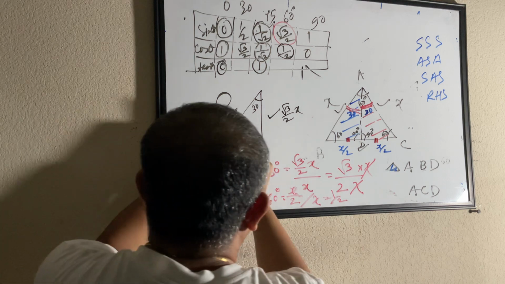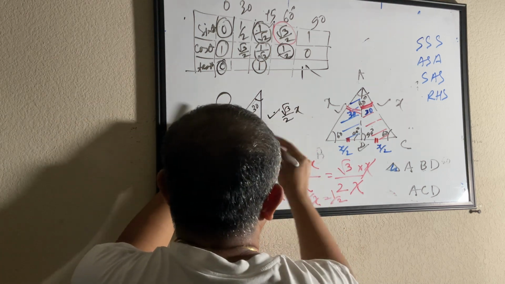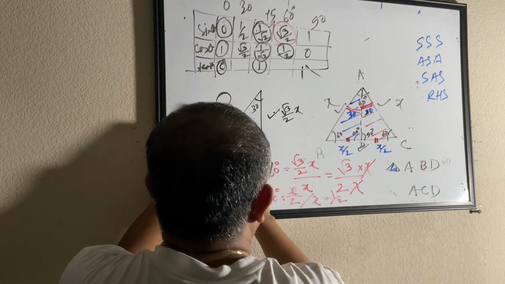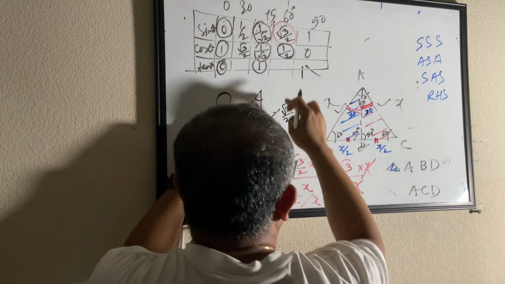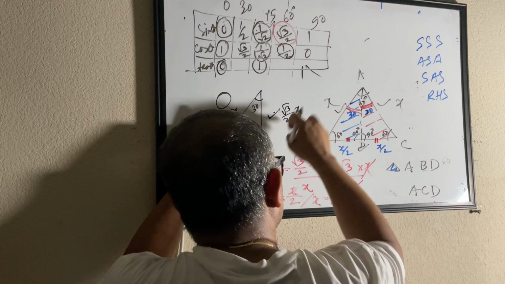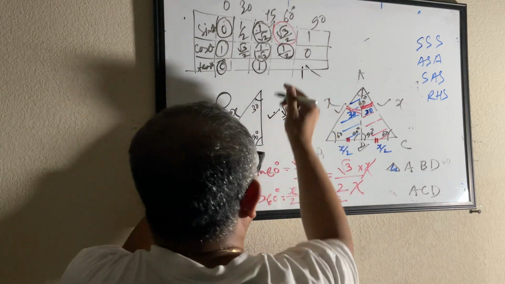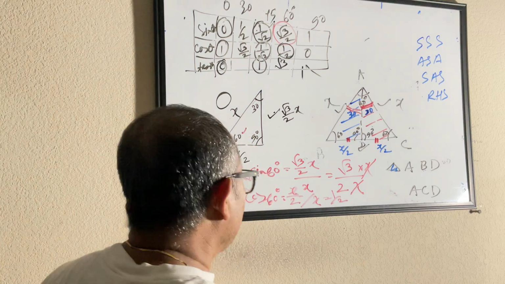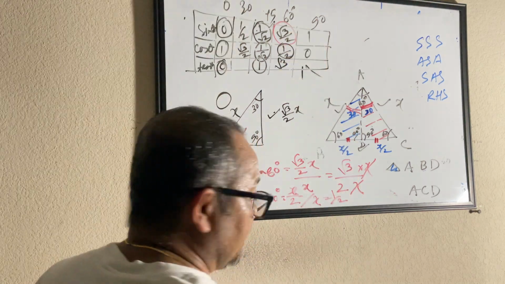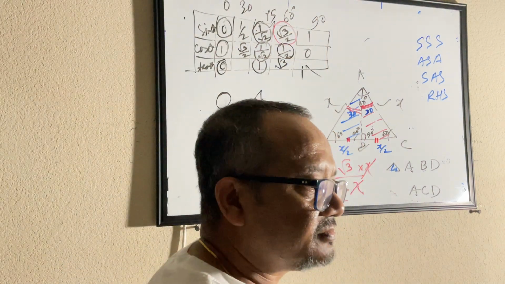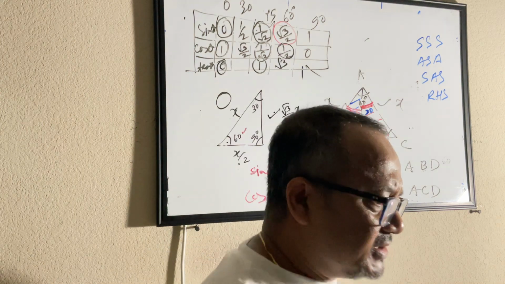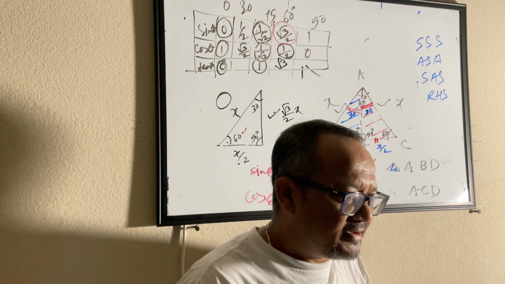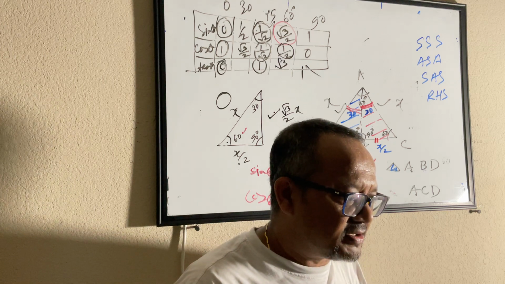Now tan of 60 degree will be this by this. So from that you can get root 3 by 2 x divided by x by 2, which will give you root 3. Either you find it that way or you do sin theta by cos theta, any which way is okay. Is it okay? Or am I going too fast?